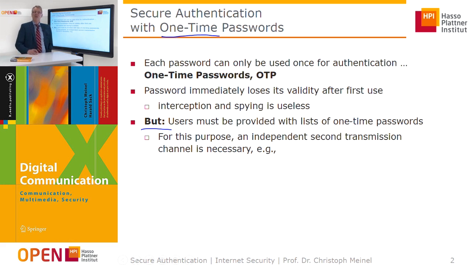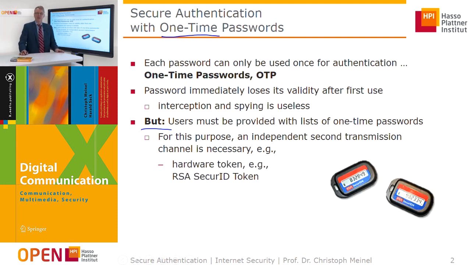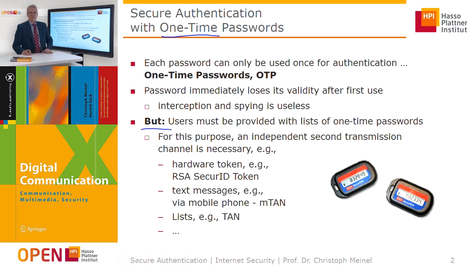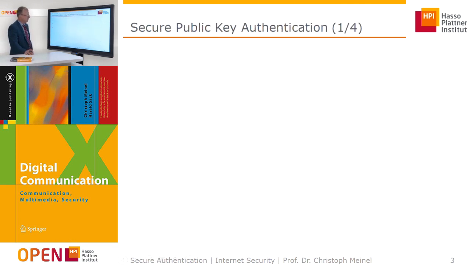Typically, to provide the user with a list of one-time passwords, an independent second transmission channel is necessary. For example, a hardware token. The RSA SecurID token is a famous example. Or a text message, for example via mobile phone, such as mTANs, or lists sent per post, or others. Such TAN lists are lists of such one-time passwords.